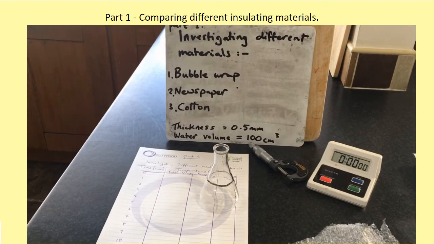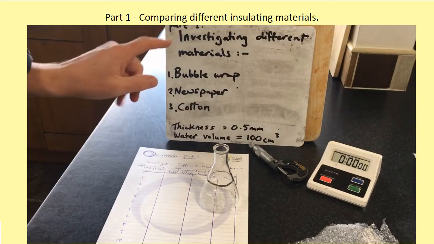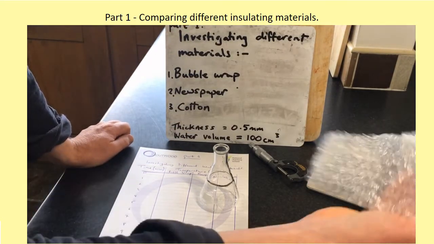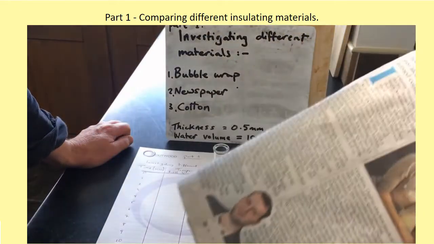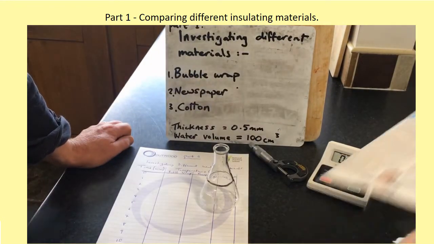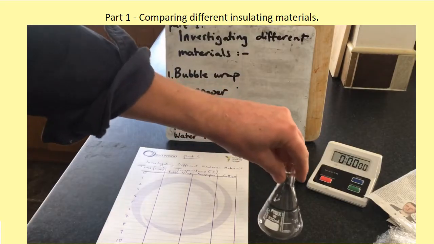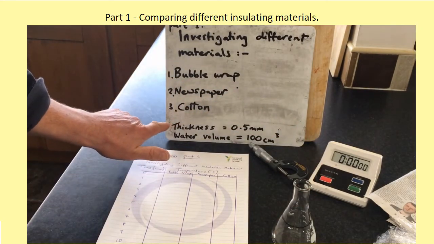So the title of the required practical is investigating the properties of different insulating materials. We're going to do this as 2 parts. Part 1 is going to be investigating different materials. So the materials that we're going to look at are bubble wrap, newspaper and some cotton. There's quite a focus in this required practical on your scientific method and variables. So let's talk about those to start with.